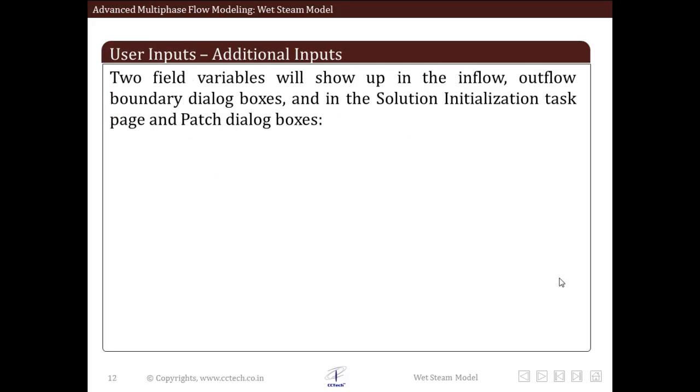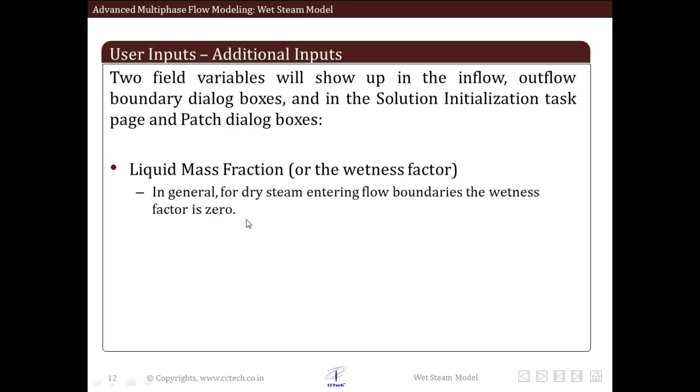When we use the WetStream model, there are some additional user inputs that pop up in the boundary conditions panel. These additional inputs are also required at solution initialization or patch dialog boxes. We will discuss these additional inputs in this particular slide. First is the liquid mass fraction, which is the mass fraction of the liquid entering or exiting at that boundary. This is also referred to as wetness fraction. Usually when we define inlet boundary conditions, this is entered as 0 as we assume that dry steam is entering at the boundaries and wetness is 0.